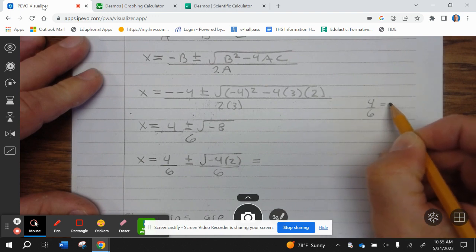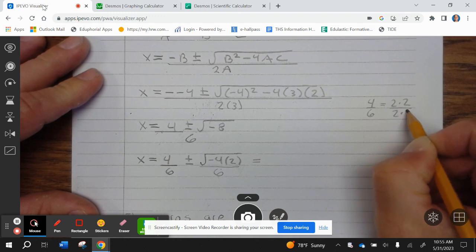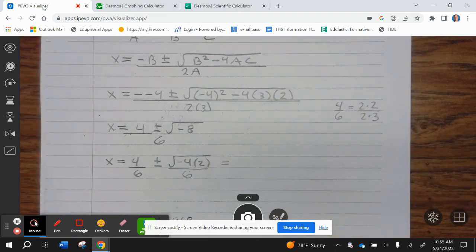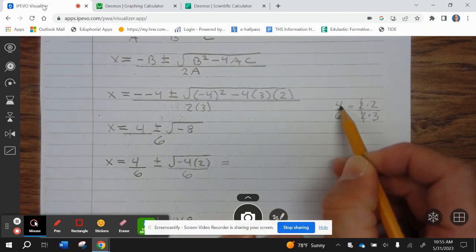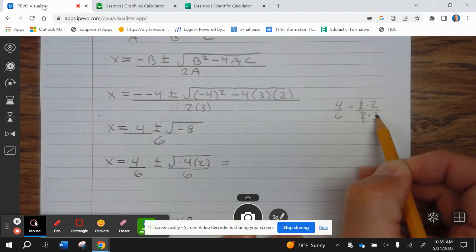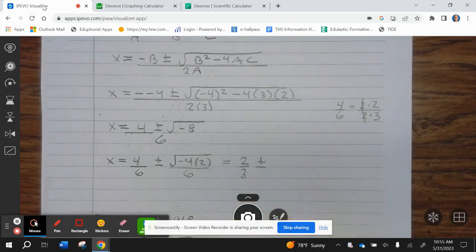4/6 can be rewritten as 2 times 2 divided by 2 times 3. And the reason why that's important is because anything divided by itself is 1. So this becomes 1. So we can see that 4/6 reduces to be 2/3. So this is 2/3 plus or minus.